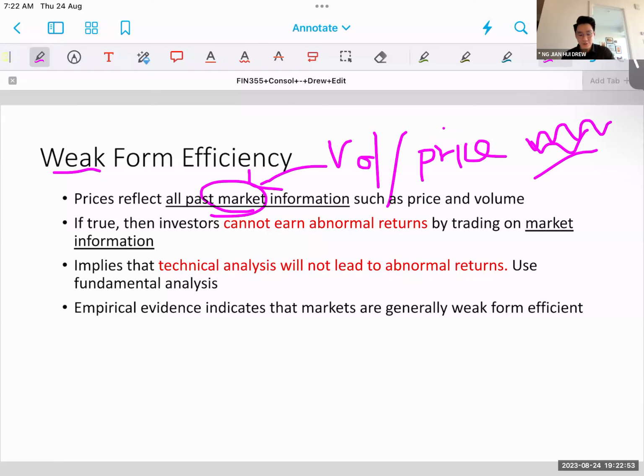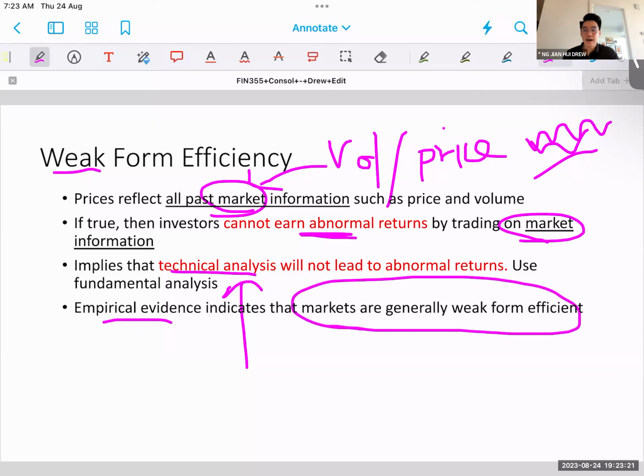And therefore, if this is true, you cannot earn abnormal returns based on market information, meaning that technical analysis, which we'll touch on a bit later and cover more in the subsequent slides, will not give you abnormal returns. Like I mentioned earlier, empirical evidence suggests that the market is generally more of a weak form efficiency. But again, a market doesn't fit into these three categories. Usually it's a spectrum, fitting somewhere in the middle here and there.